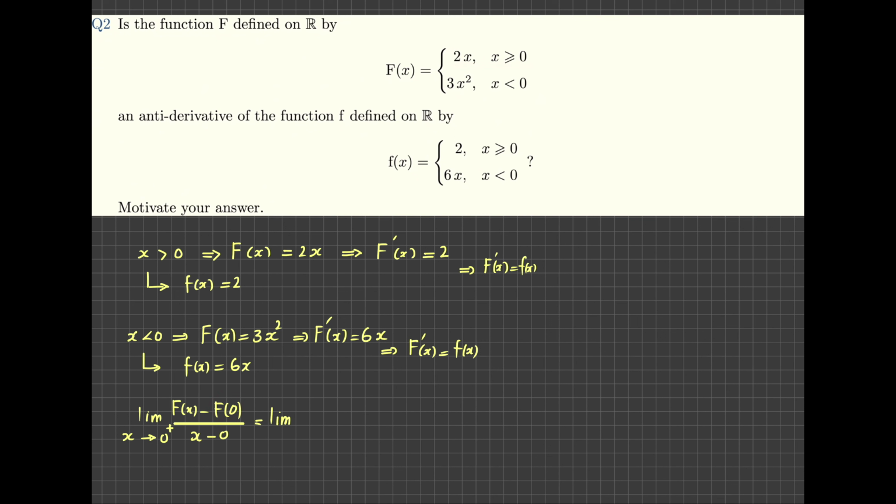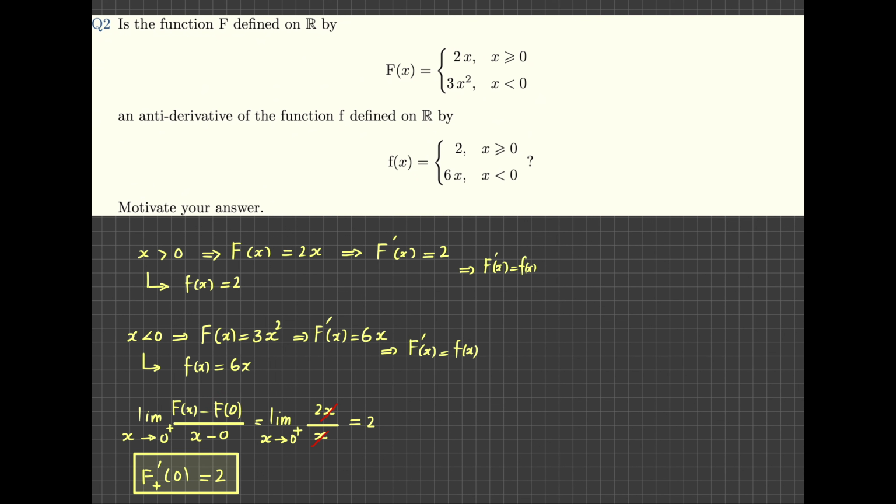So this becomes the limit. Instead of capital F of x, I put 2x. F of 0 is 0, so I don't write it at all, and then I divide by x minus 0, which is x, and I calculate this limit. You see that this x and this x cancel, so the limit becomes 2. So when the limit is equal to 2, I can say that the right derivative of capital F at 0 is equal to 2. So capital F is differentiable from the right at 0, and its value is 2.